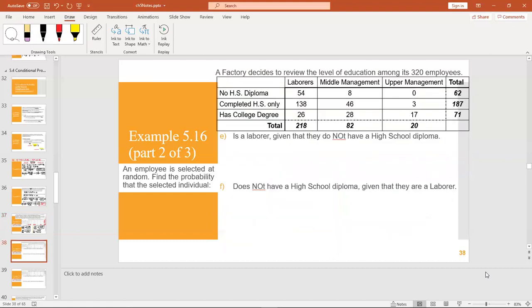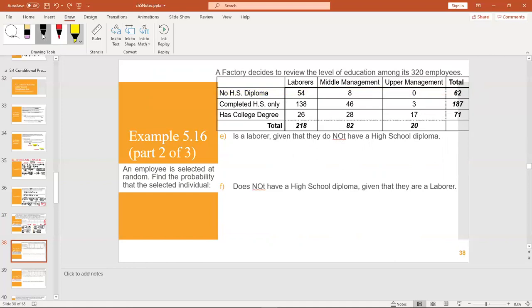So now we're going to step things up a notch. What is the probability that someone is a laborer given that they do not have a high school diploma? They do not have a high school diploma, which means we are limiting our world to this line only. There are 54 people who meet that description out of 62 total based on that condition.